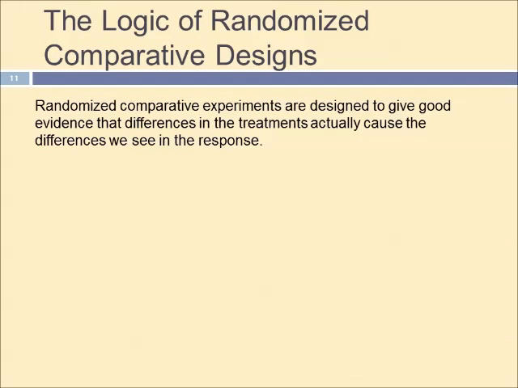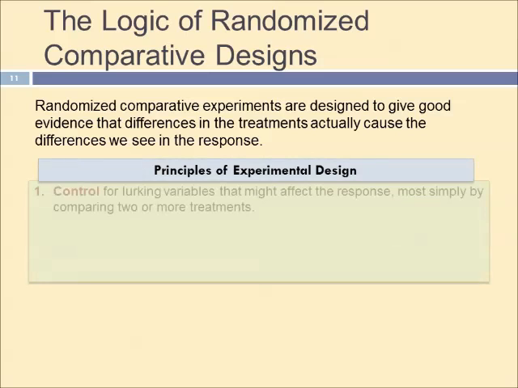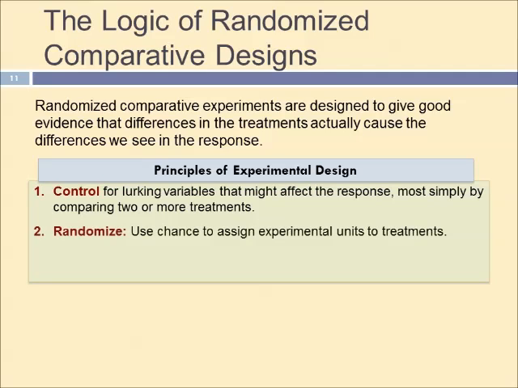The logic of randomized comparative designs. These are designed to give good evidence the difference in the treatment actually caused the differences we see in the response. So essentially, everything else being equal, the only difference is the treatment that gets applied. So we control for lurking variables that might affect the response, most simply by comparing two or more treatments. We randomize, use chance to assign the experimental units to treatments.